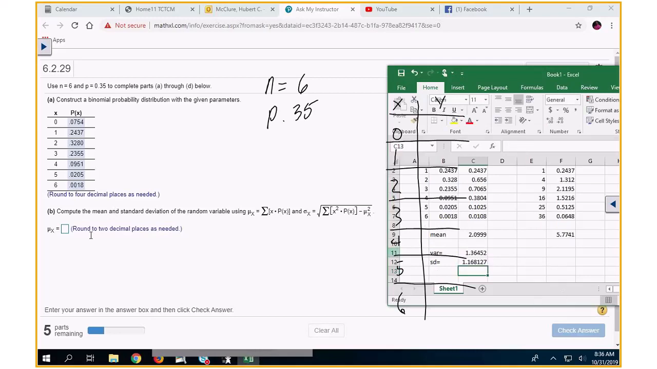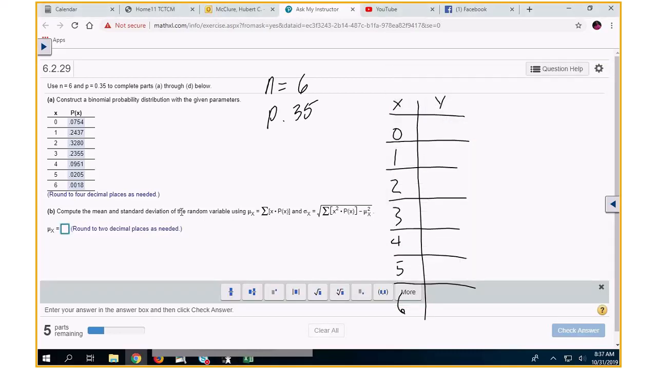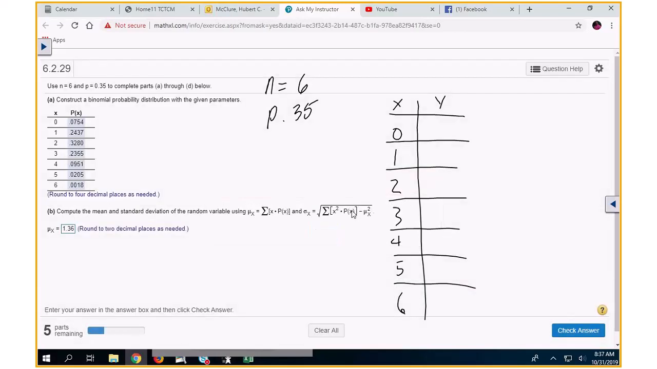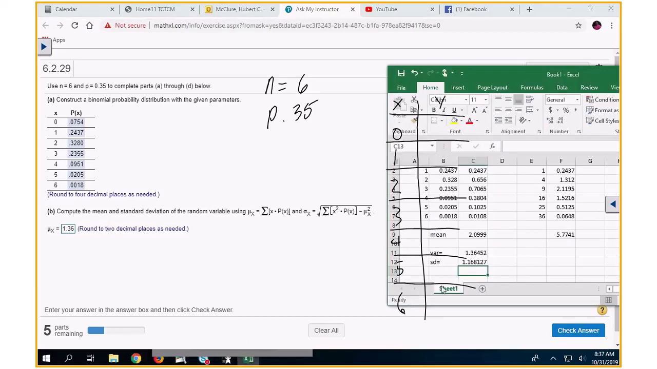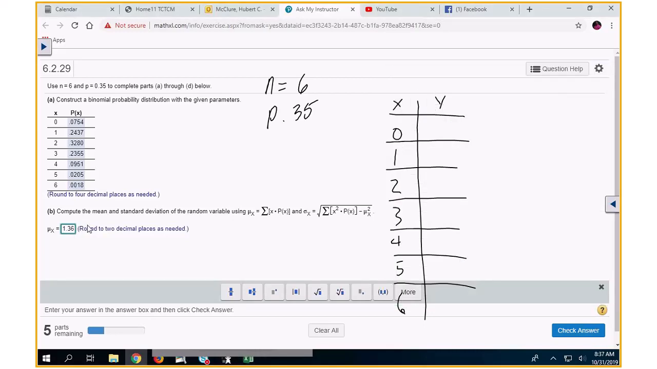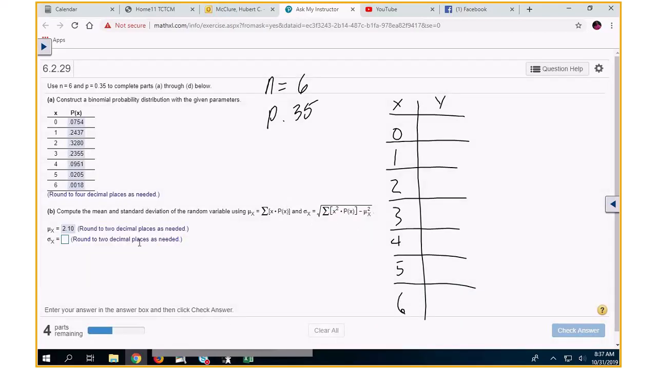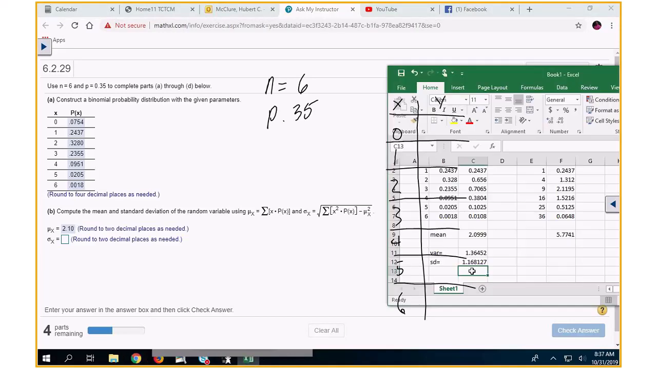And that should be your answer, so let's type it in. Round to 2 decimal places, 1.36. That's the mean. Oh, I'm sorry. Let me back up. Where is my mean? It is 2.10. And the standard deviation is 1.17.